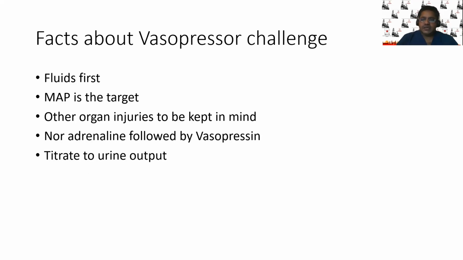What about the vasopressor challenge? Vasopressor challenge should always be considered in those in whom fluid therapy has been given and no more fluid therapy is considered to be needed. The target for vasopressor challenge is mean arterial pressure. We have already discussed a target of 65 is good enough. Other organ injuries have to be kept in mind while giving the vasopressor challenge, like brain injury, gut injury and cardiac injury. The choice of vasopressor is noradrenaline followed by vasopressin, and you titrate them to urine output and perfusion markers.